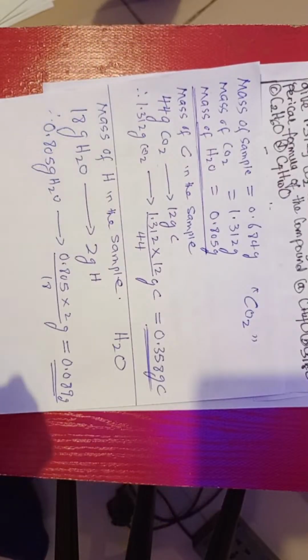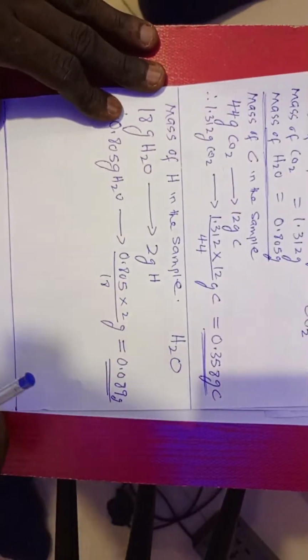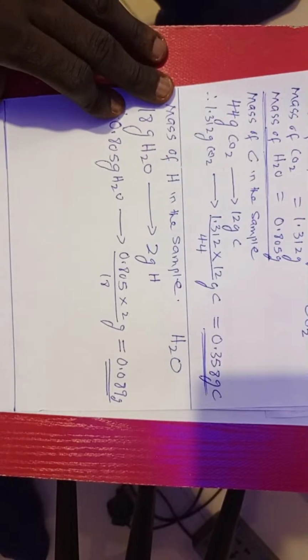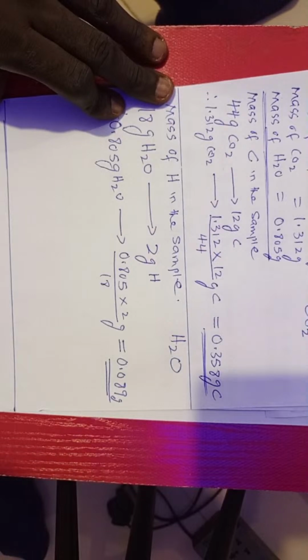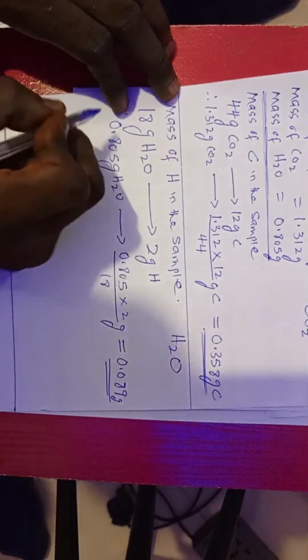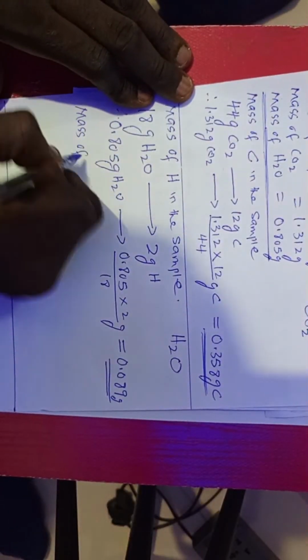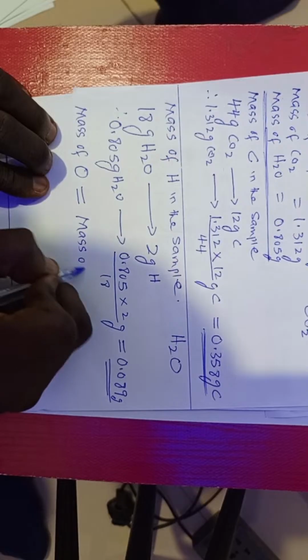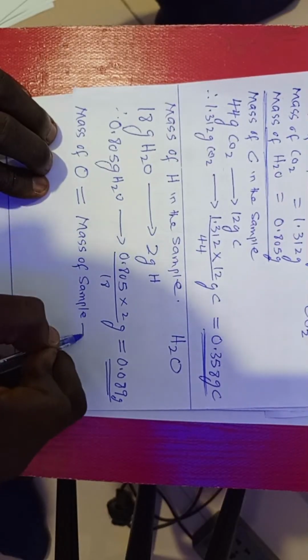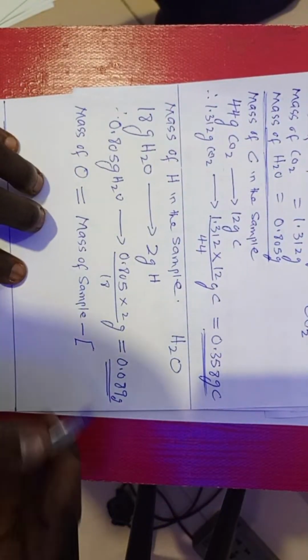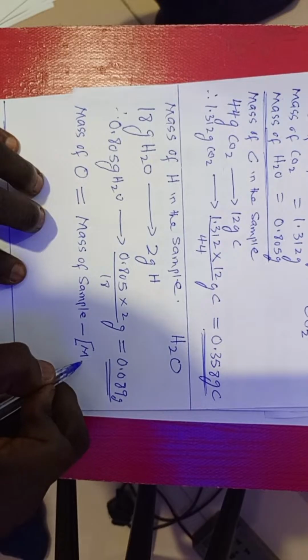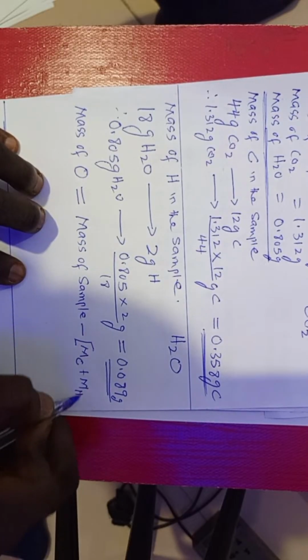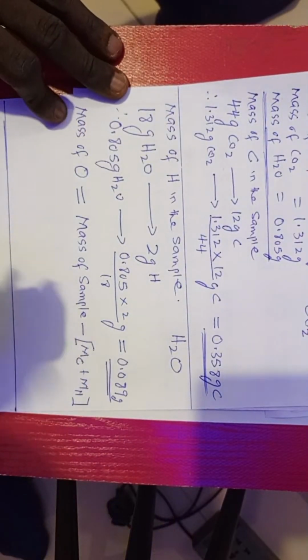Now pay attention to this. If you want to get the mass of oxygen in that sample, it does not really make sense to try the same process because you will not get the correct answer. So how do you find the exact mass of oxygen present in this sample? This is what you're going to do. Mass of oxygen is equal to mass of sample minus, bracket, mass of carbon plus mass of hydrogen. Close the bracket. Use this formula every time to find the mass of oxygen.